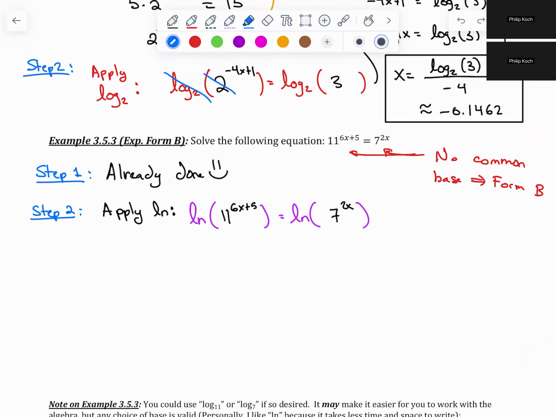So the whole point, though, is that this allows us to take this and bring them out front. So what we've got now is parentheses 6x plus 5 times natural log of 11 equals 2x times natural log of 7. Any questions so far?